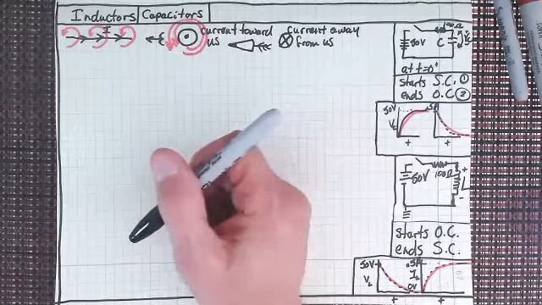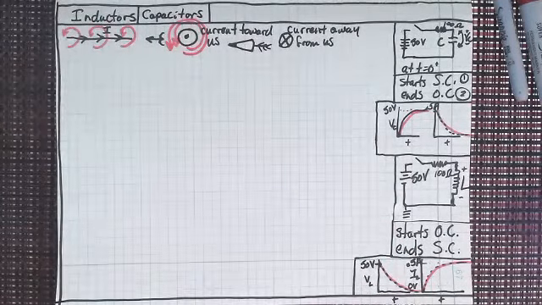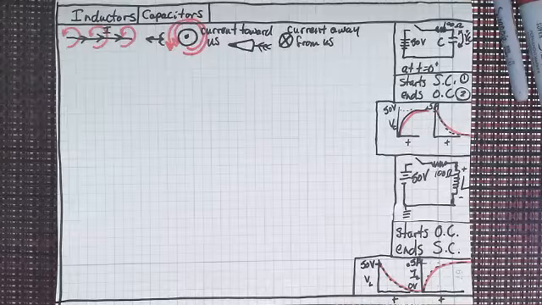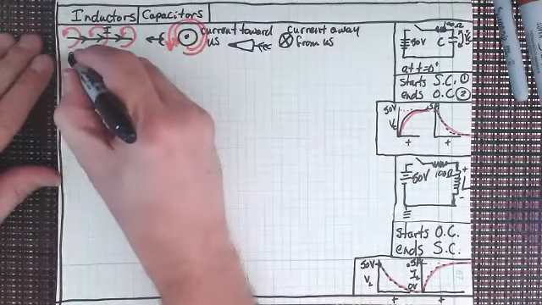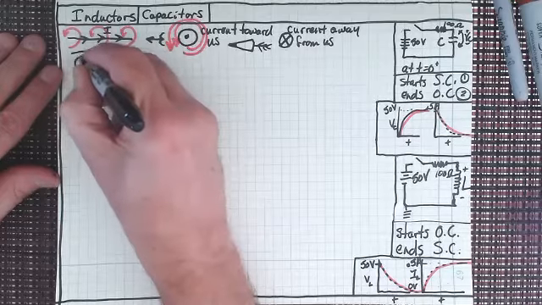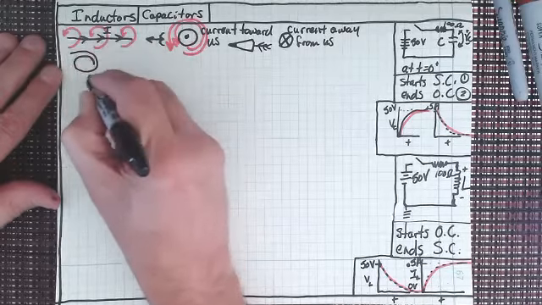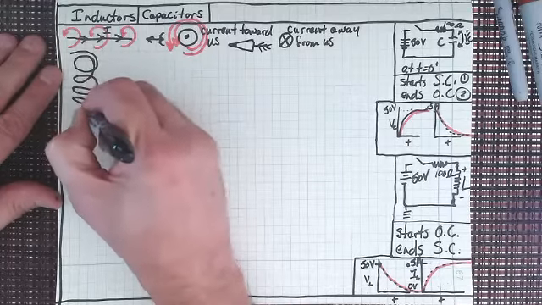Now, let's take that a little bit further, because we haven't quite created our inductor, have we? What I'm going to do is take this wire and twirl it around so that it keeps going down like that in some type of a spiral.